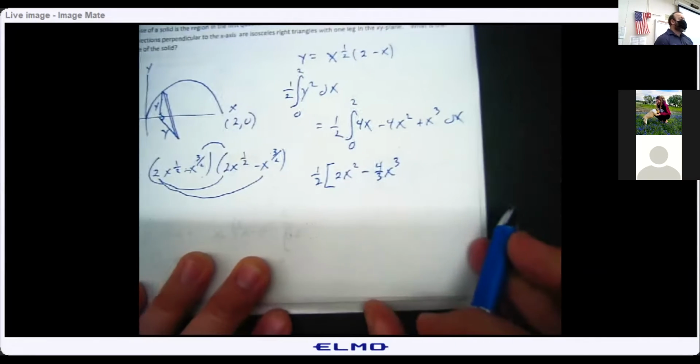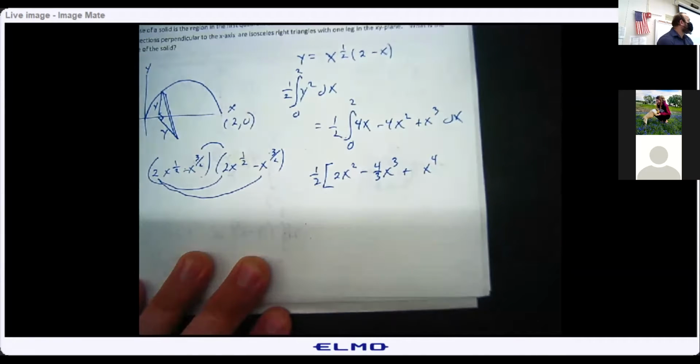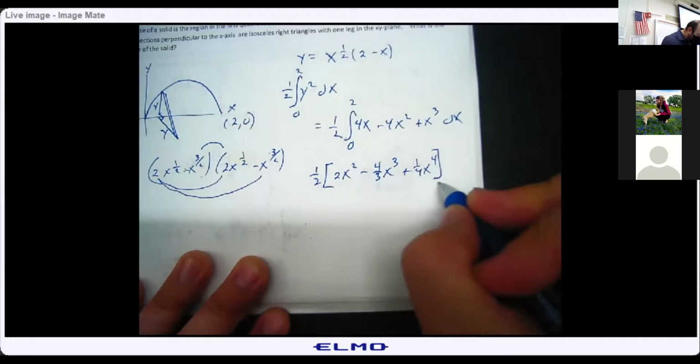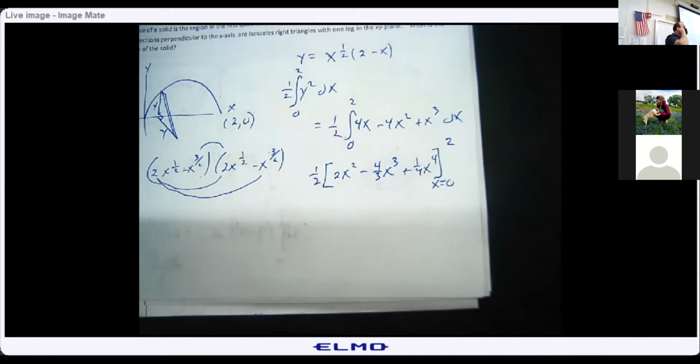Negative 4/3 x cubed. And x to the 4th times 1/4. You got it. And what's really nice is this goes from x equals 0 to 2. And don't we love it when someone's nice to us and gives us 0 as a bound like that? Because this time 0 just killed everything, didn't it? So what's the only thing you have to do? Plug in 2. That's awesome.